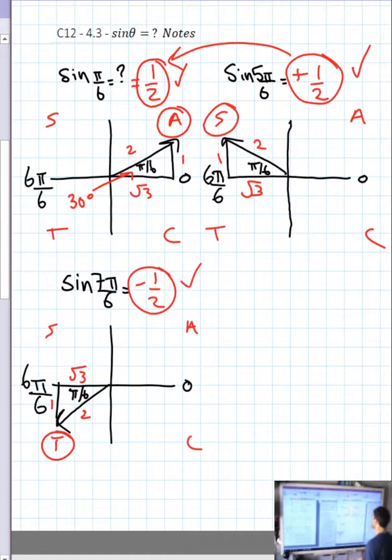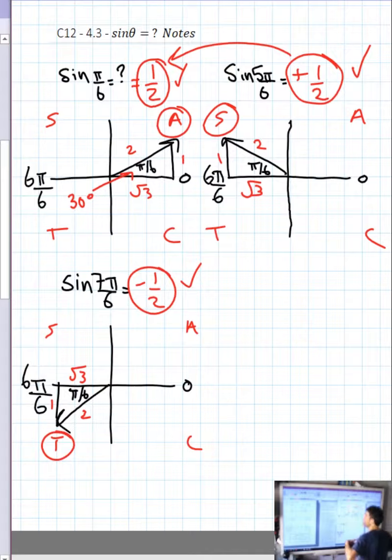So notice, before my answer was positive when I had a reference angle of pi over 6 because I was in the A and the S quadrant. Now I have a negative because I'm in the T quadrant and sine is negative. Feel free to further look in your notes and see that sine of 11 pi over 6, where that falls, and that the ratio is also negative.